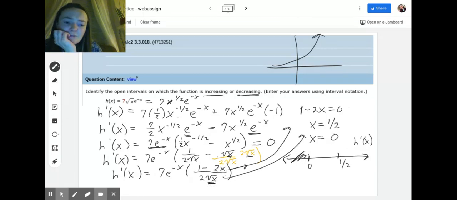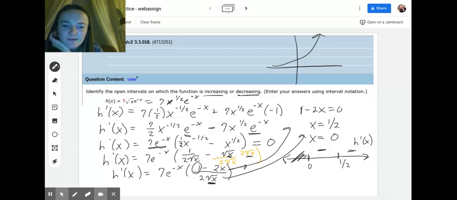All right, let's plug in a number between 0 and a half. Let's plug in like a fourth. Okay, if I plug in a fourth, 1 minus 2 times a fourth. Well, that's the same thing as 1 minus a half, which is negative, all over 2 times a fourth, which this thing right here is going to be negative. After that, I have 1/2. Anything bigger than a half, let's go ahead and check that. So if I plug in a number like 100, 1 minus 2 times 100 is going to be a negative number, all over square root of 100, which is positive. So that's going to be negative.